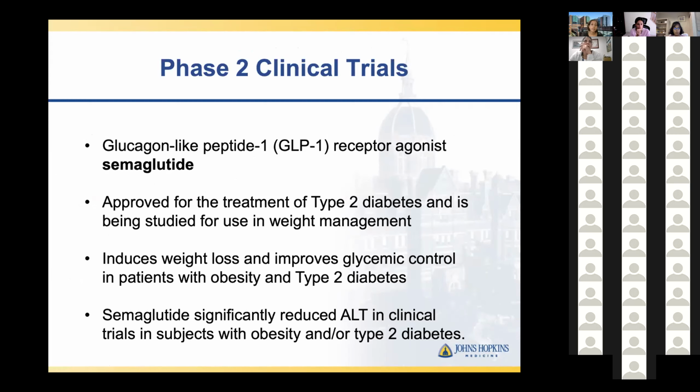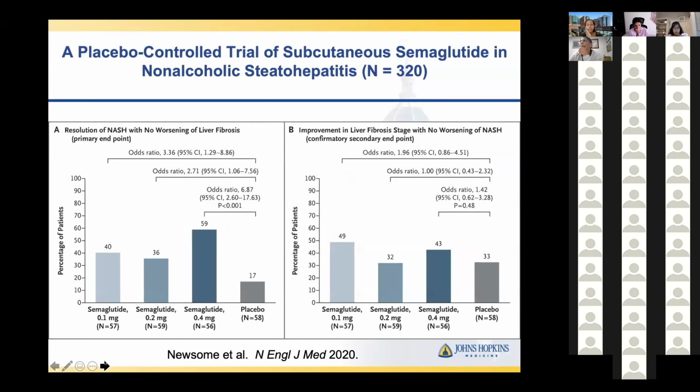So this is semaglutide, the glucagon-like peptide 1 GLP-1 receptor agonist, which has been approved for the treatment of type 2 diabetes, and it's being studied for use in weight management. It induces weight loss and improves glycemic control in patients with obesity and type 2 diabetes. And in phase 2 clinical trials, it has been shown to reduce ALT in subjects with obesity and diabetes. This was a study you may have seen published last year, a very interesting study published in the New England Journal of Medicine, looking at semaglutide for the treatment of NASH.